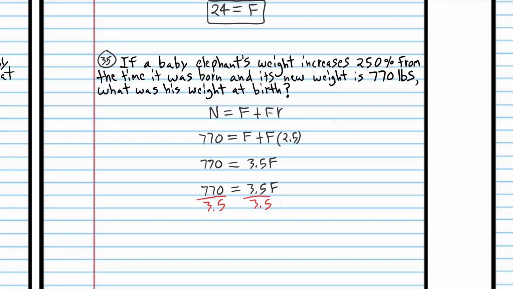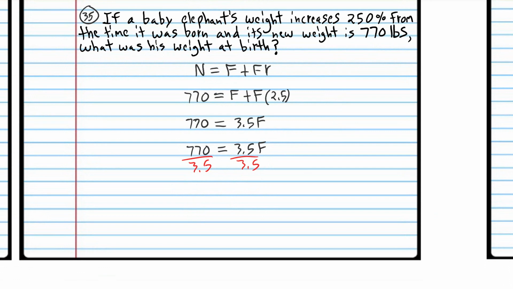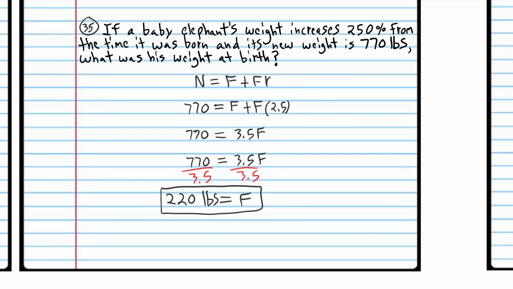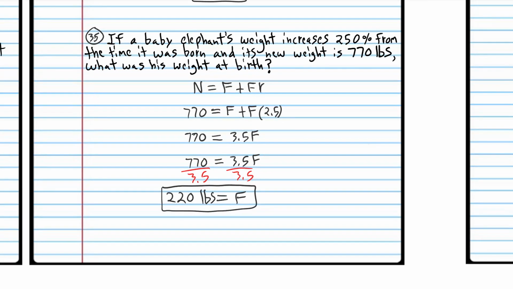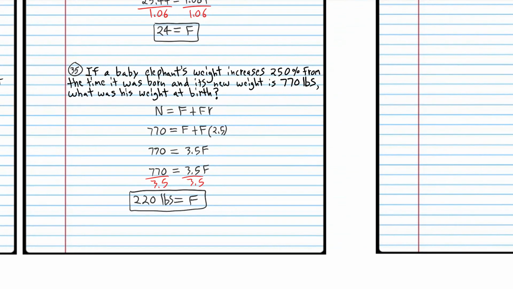And again, this is a two-step algebraic equation. All right, 770 divided by 3.5 is equal to 220. So the elephant was 220 pounds when it was first born, and I have to move that number over because I have to write pounds. That's correct. That's about what elephants weigh when they're born, about 220 pounds. All right, so if you got 220 pounds, good job.